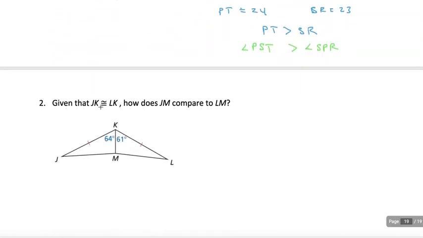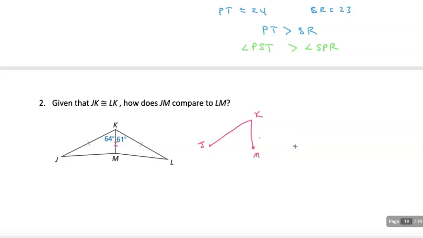Alright, given JK is congruent to LK, I want to know how JM compares to LM. Again we have the reflexive property here, and I know we have two congruent sides. So I'll separate these. I've got JK and KM.